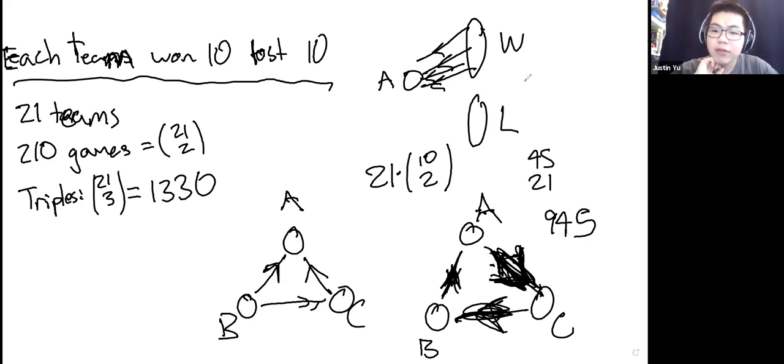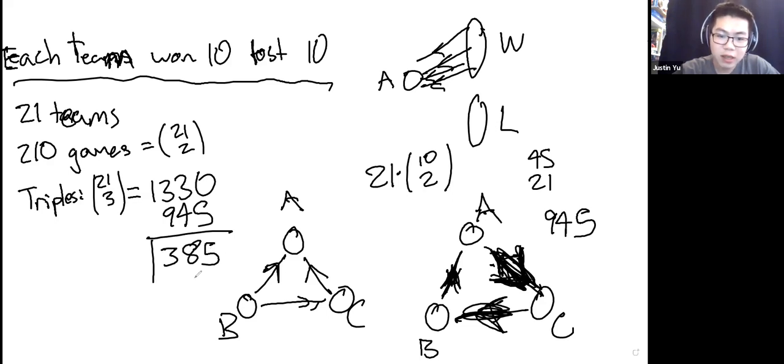So now notice that what we just did here is that we just counted the number of bad triples. These triples are bad because they have a clear winner. And when I say clear winner, I mean one person who just dominates both of them. So we're going to subtract those out because we don't want that. And what we end up with is 385, as somebody in chat said. So, great. So that's the answer.